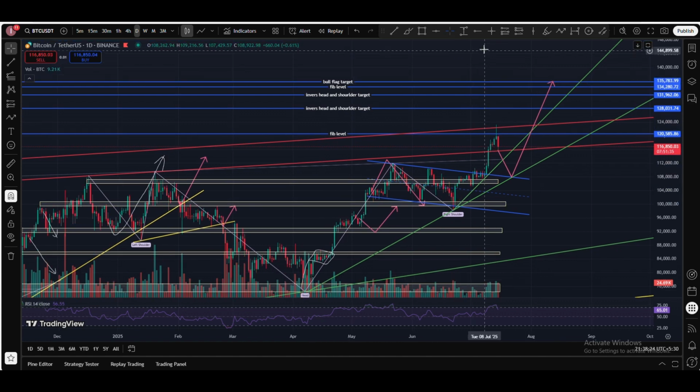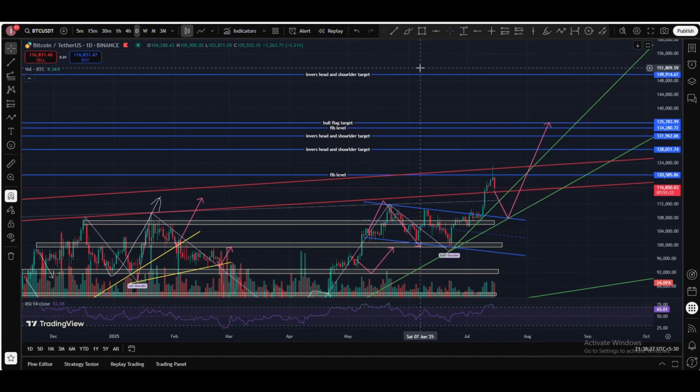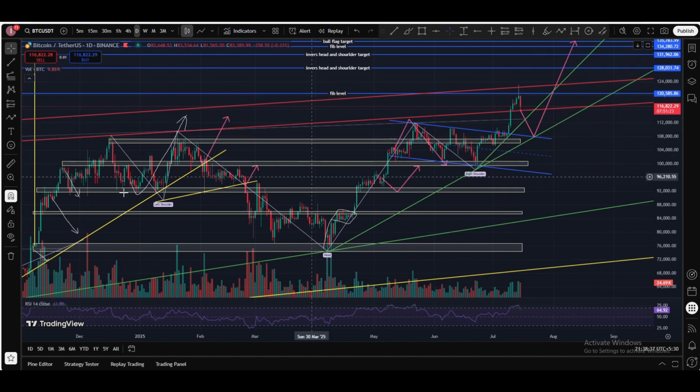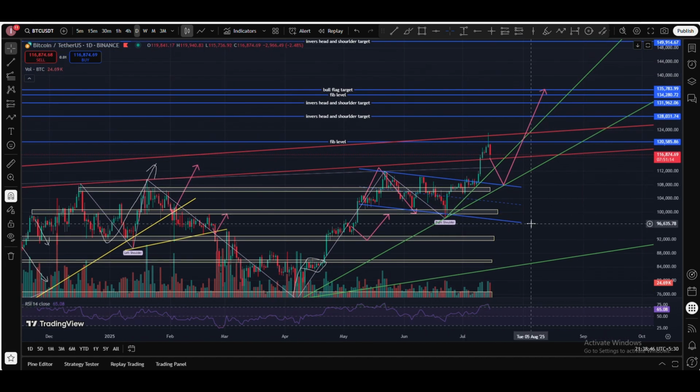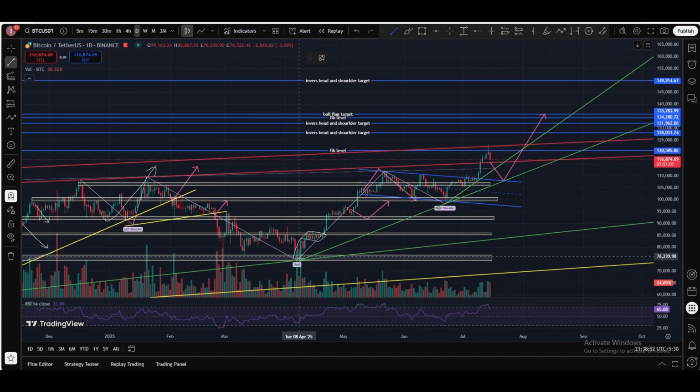That is the regular chart. On the logarithmic chart, we can get the 149 target. We can see a head and shoulders pattern in this area, and we can get the target at this area and that point, and the breakout point can get the 149 target.